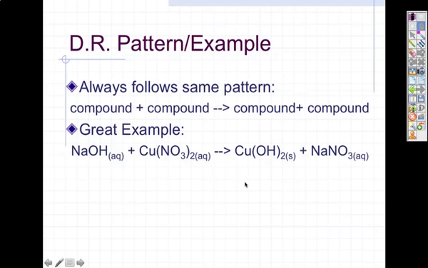Later on in this year, we're going to talk about how we can predict whether or not we'll get a precipitate, whether we'll get that solid out or not. There's some very good rules to figuring that out. At this point, you just need to understand that precipitate means a solid.